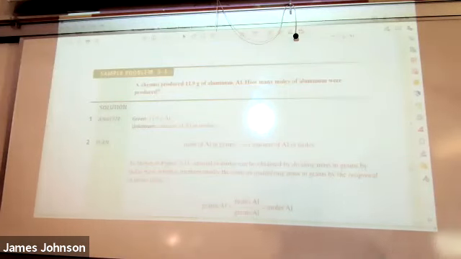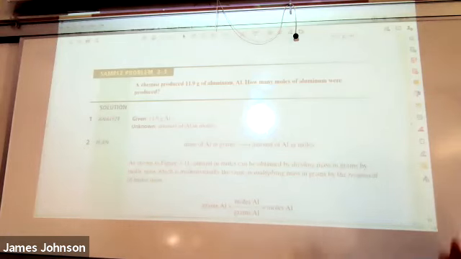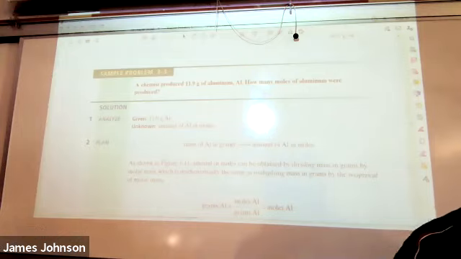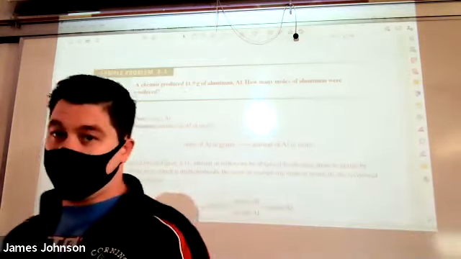All right, sample problem 3-3. A chemist produced 11.9 grams of aluminum, which is represented as Al. How many moles of aluminum were produced? And you can see that this is the exact opposite direction of sample problem 3-2.